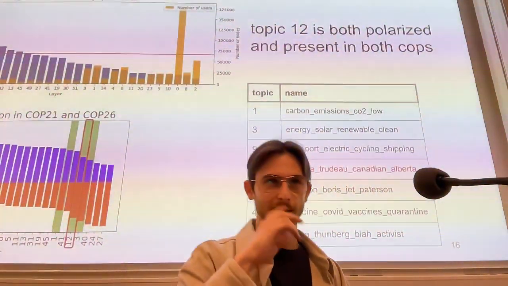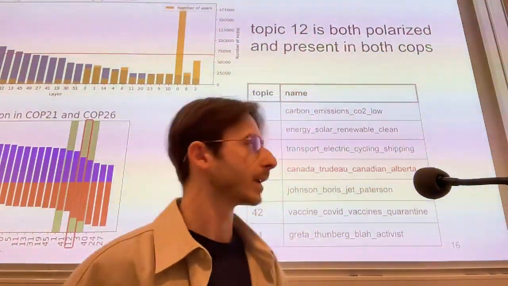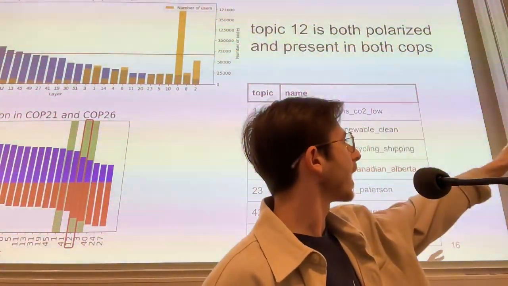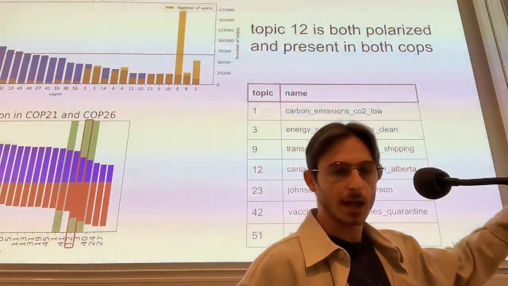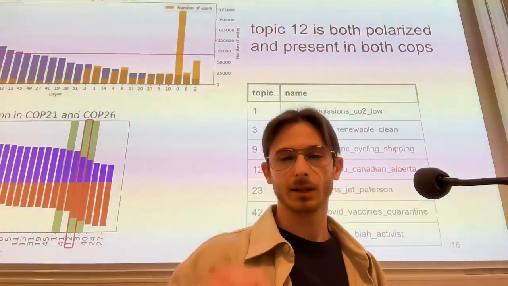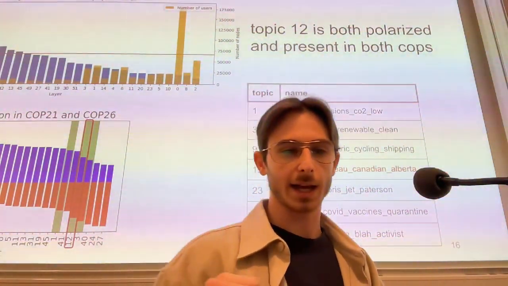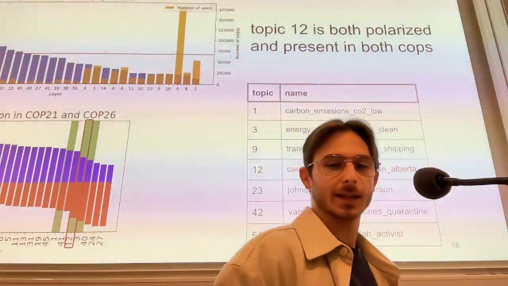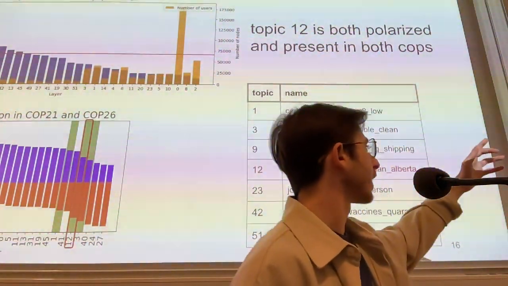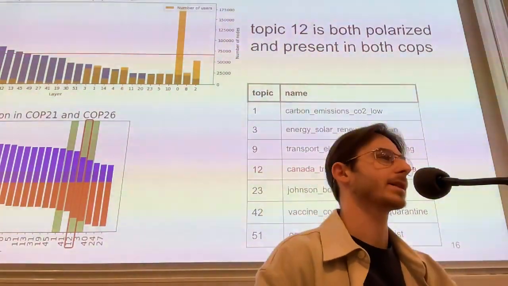So the results of these were, like in the top plot, we have for each bar a topic, and the blue bar is the polarization level, the yellow the number of users, and we are interested in topics that have a high degree of polarization, but that are also present in both COPs.